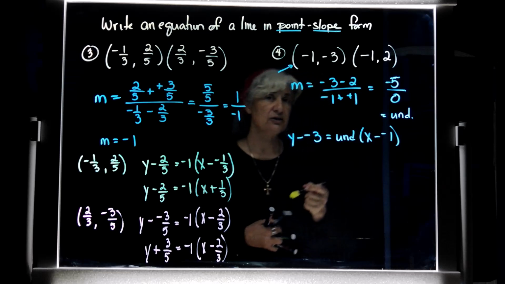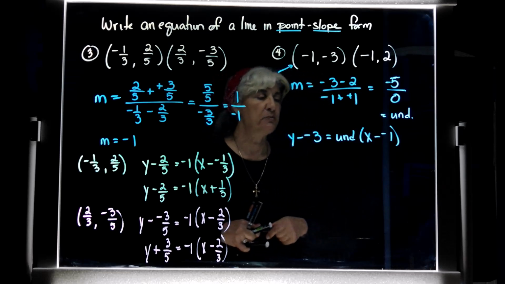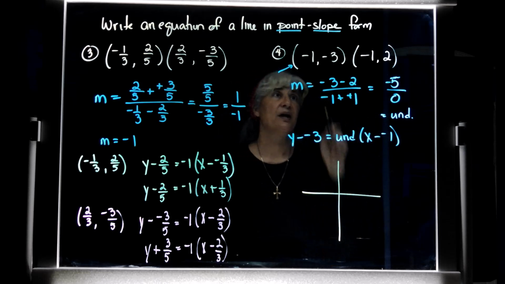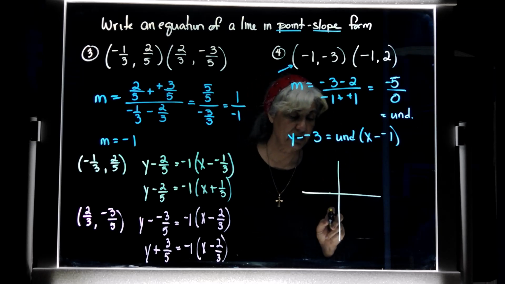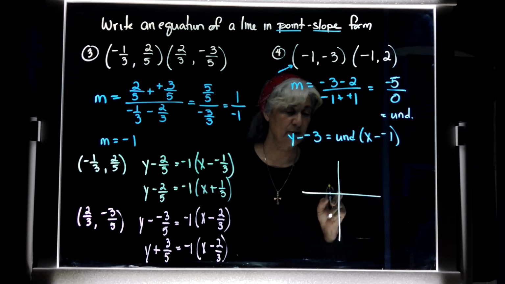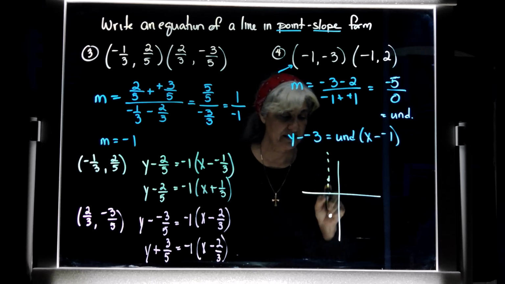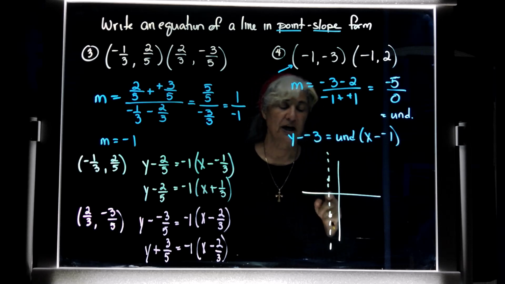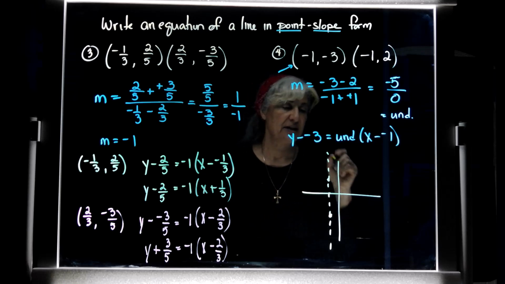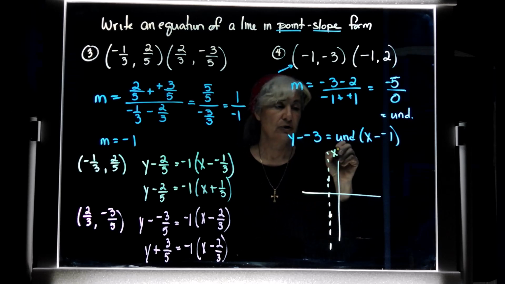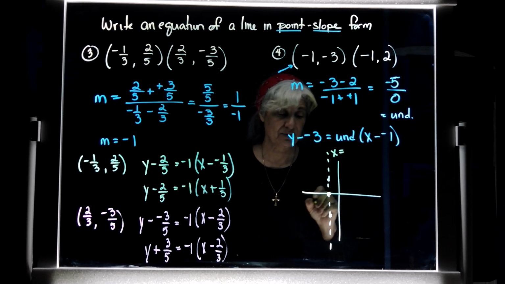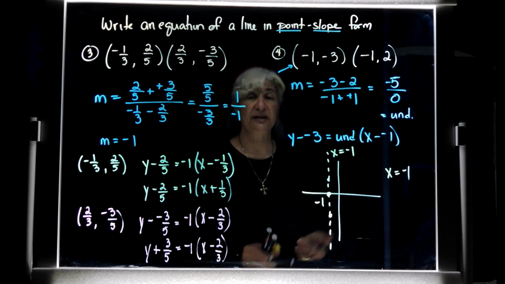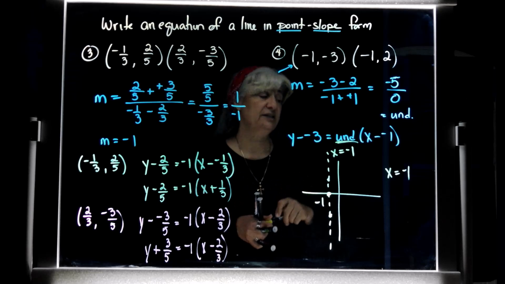So if I do a quick little sketch to help myself and remind myself what the undefined slope means, the first point is -1, -3. The second point is -1 and +2. If I connect the dots, what kind of line do you have? A vertical line. Cutting through which axis only? Cutting through the x-axis only. Through what number on the x-axis? Through the number -1. This would be your point slope. There's no other way to write that because you can't multiply by the word undefined.